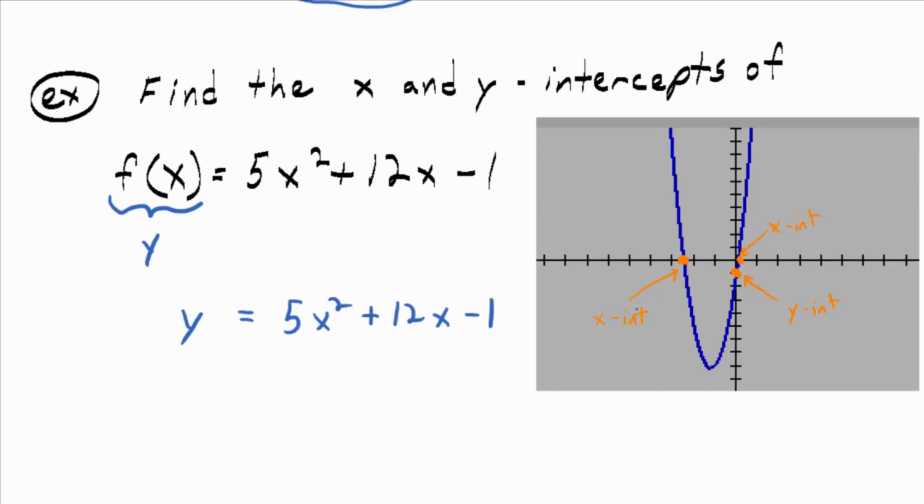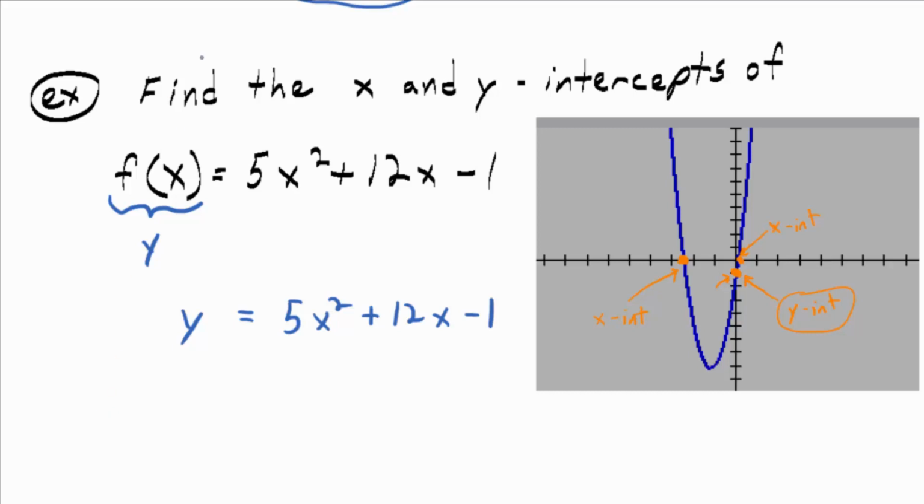You'd plug in 0 for x. Same thing here. Because at the y-intercept, no matter what graph you're looking at, x has to be 0. And you can see that in the picture, right? You're on the y-axis at the y-intercept, so right here, x has to be 0.